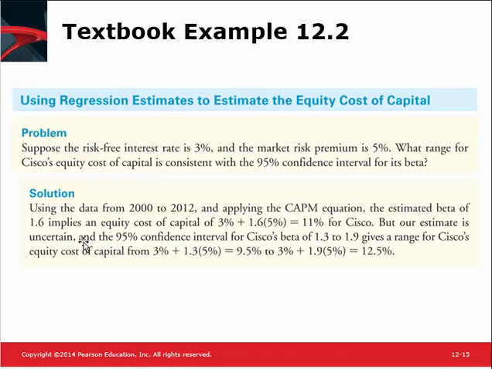But our estimate's uncertain. There's a 95% confidence interval. So in this case, it's going to show us that beta could be anywhere from 1.3 to 1.9. So we're going to have a range in equity cost that ranges from 9.5% to 12.5%. So the cost of financing with equity is somewhere in that range.